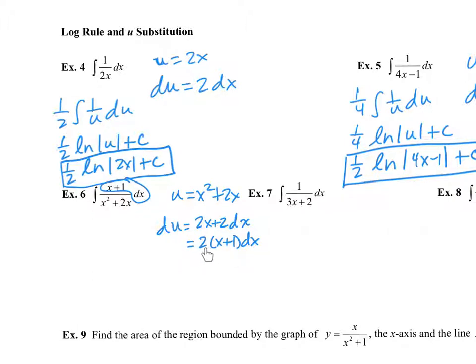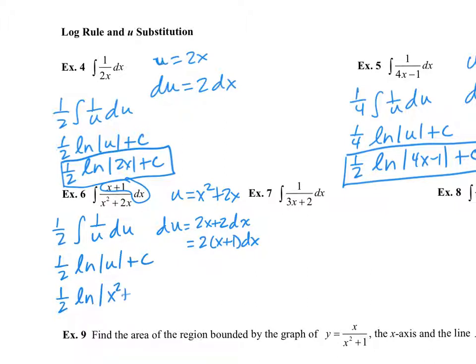So what we're going to do to balance that out is put a 1/2 out in front of the integral. So that would be 1/2 the integral of 1 over u du. All right, and so the integral of 1 over u du is the natural log of the absolute value of u plus c. And then substituting the x squared plus 2x back in for u, we'd have 1/2 the natural log of the absolute value of x squared plus 2x and then plus c.